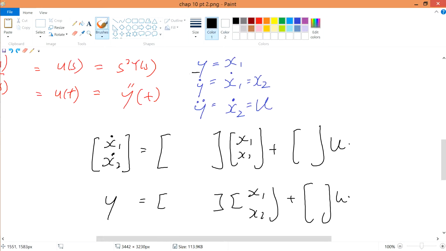So Y is equal to X1. Correct? So 1 times X1 is equal to Y. So Y is equal to X1 only. It doesn't have any plus U, or plus 3U. Don't have anything like that, right? So therefore this thing over here is just simply 0, because there's nothing in terms of U.